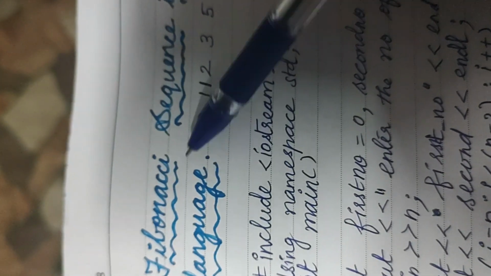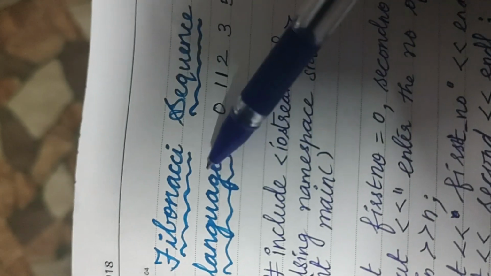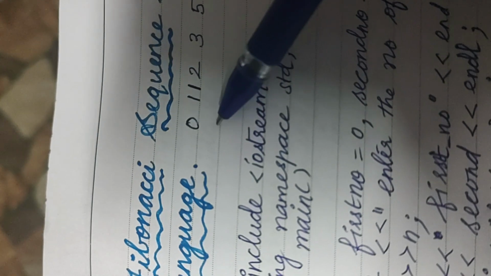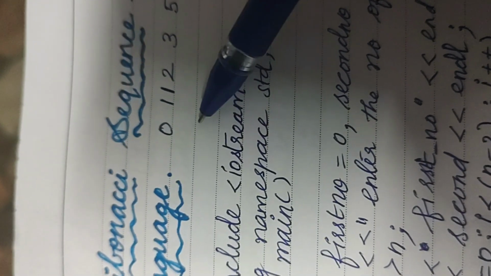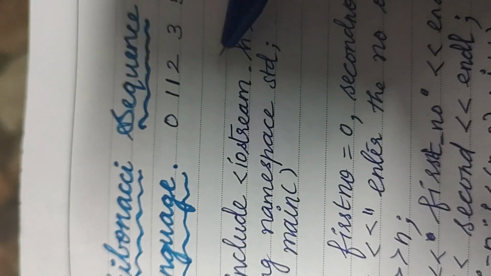Today we will see the Fibonacci sequence in C++ language. The Fibonacci sequence is used in computer algorithms. It is used in the Fibonacci heap data structure and in graphs called Fibonacci cubes, which are used to interconnect parallel and distributed systems.